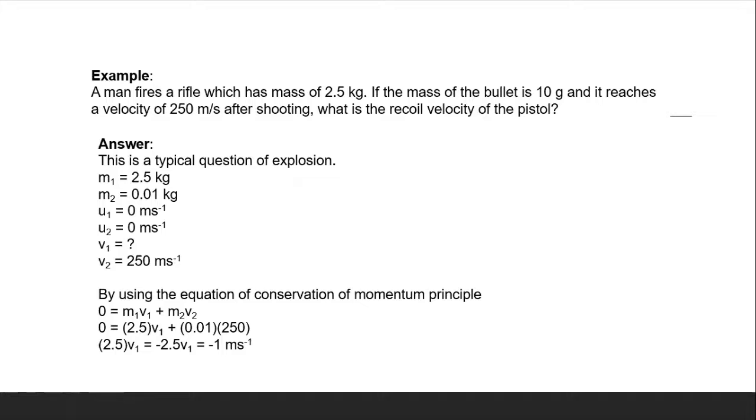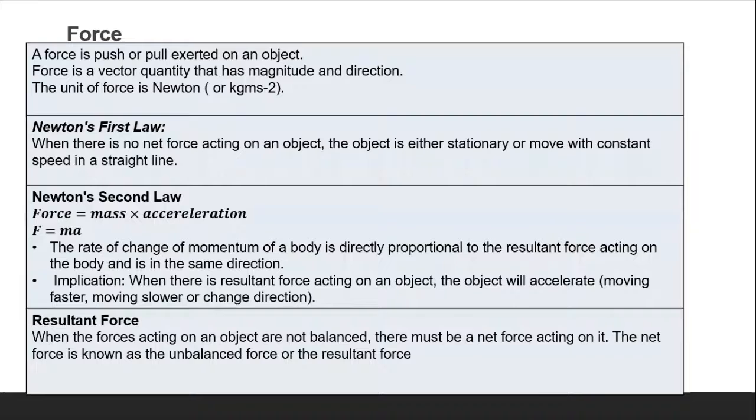Okay, so we have to find v1, and we are given v2 as 250. Just write the equation, substitute before as 0, and we can get v1, which is the fifth one, meter per second.